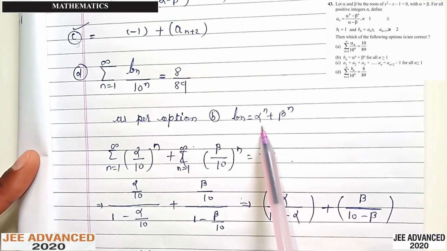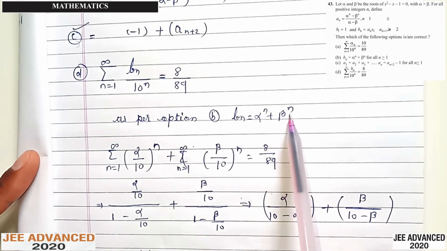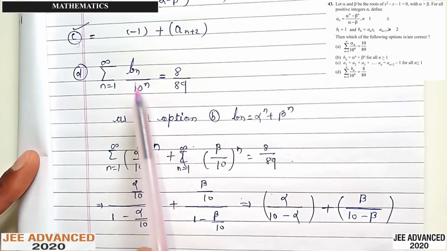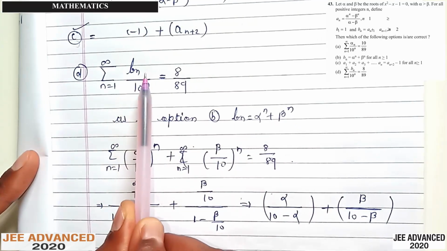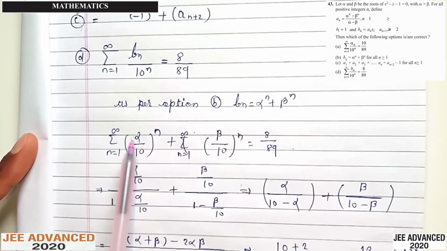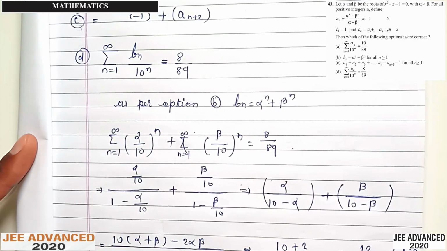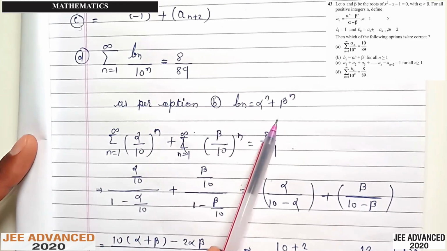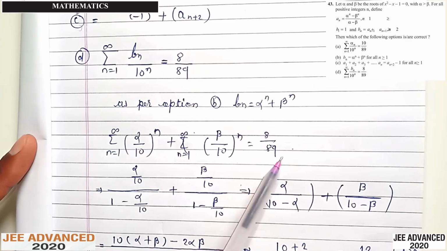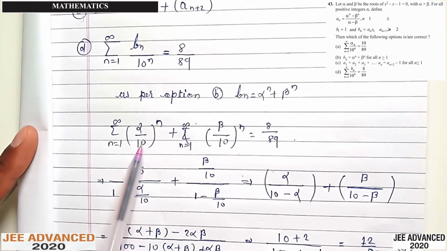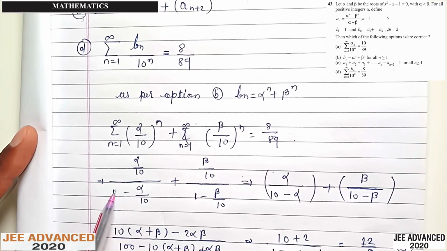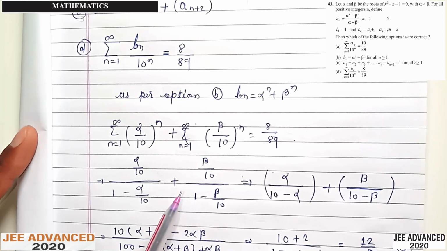So bn is equal to alpha raised to n minus beta plus beta raised to n. So substitute these values over here. So alpha raised to n plus beta raised to n. Take n common, so we'll get the summation n equal to 1 to infinity alpha upon 10 raised to n, plus summation n equal to 1 to infinity beta upon 10 raised to n. So this is the value I generated, which is equal to 8 by 89, we have to show. So by using geometric progression, we write first term upon 1 minus common ratio. Similarly, first term upon 1 minus common ratio.